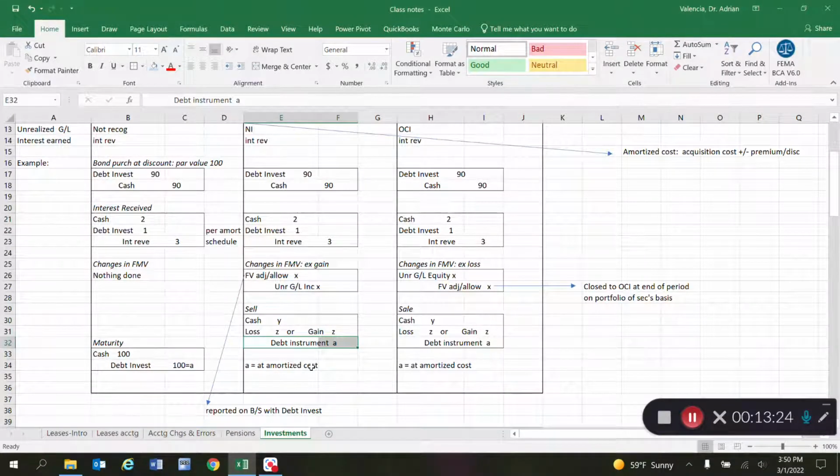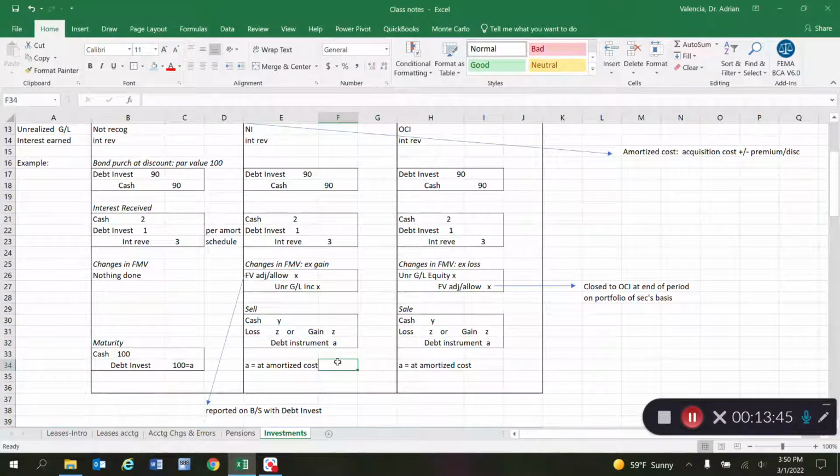And the reason that is the case is because anytime you have changes in fair value, fair market value, they're not going into the actual debt investment account. They're going into this adjustment account. All right. And then you may have a loss or a gain. That's why I put it here, where if you have a loss, it's a debit. If you have a gain, it's a credit here.